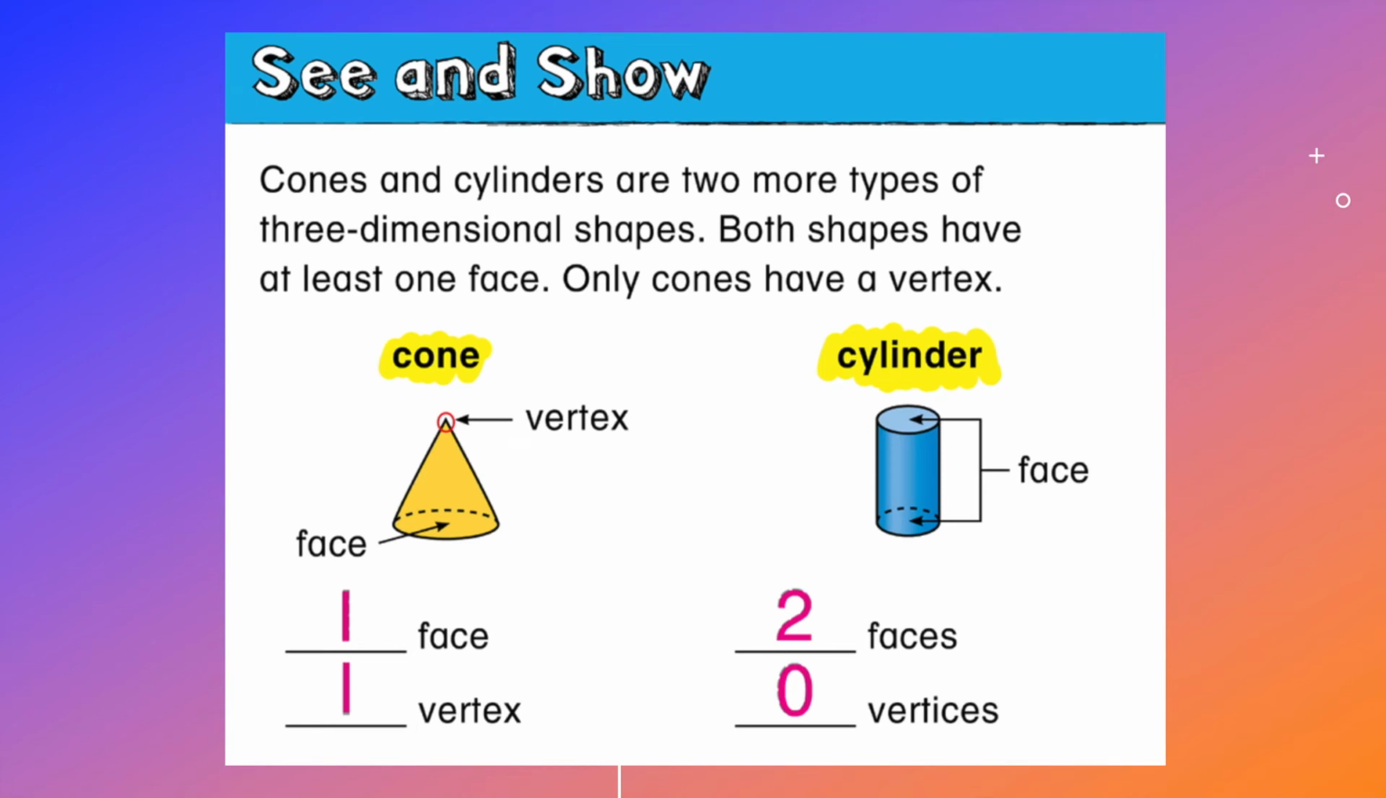Cones and cylinders are two more types of three-dimensional shapes. Both shapes have at least one face. Only cones have a vertex. If we look at the cone, it has one vertex and one face. The cylinder has two faces and 0 vertices.